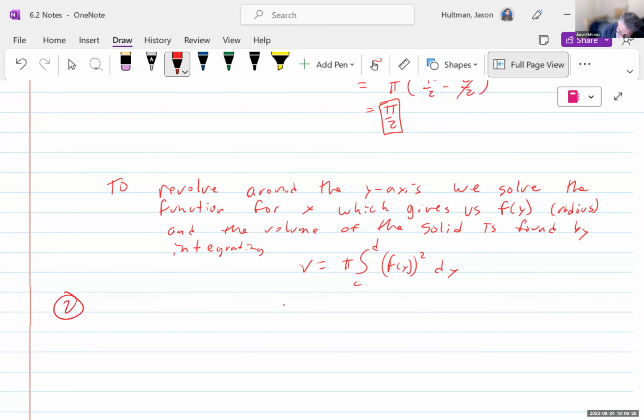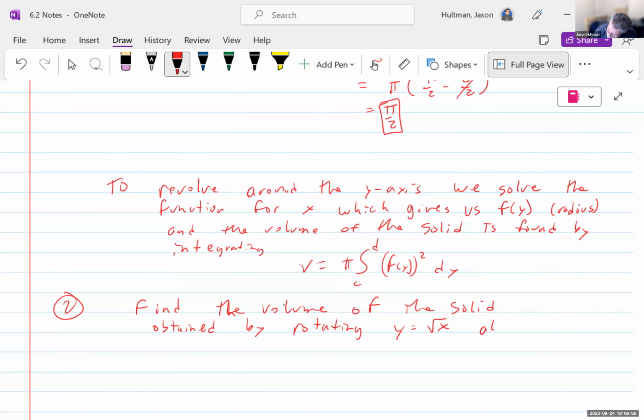So example 2 says find the volume of the solid obtained by rotating y equals the square root of x about the y-axis from 0 to 1.